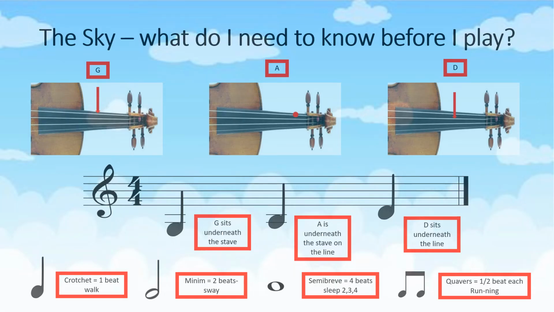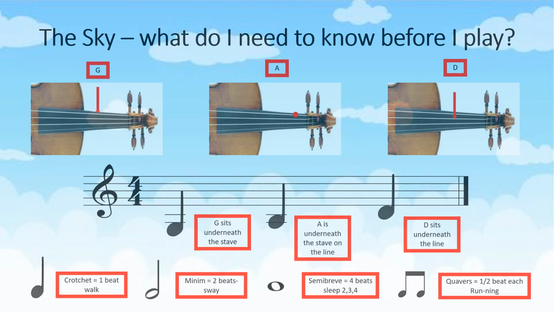What do I need to know before I play? We're going to be using the G string, our first finger on the G string, giving us the note A, and the D string. We need to know where these notes are written. G sits underneath the stave. A is underneath the stave on the line, and D sits underneath the line.